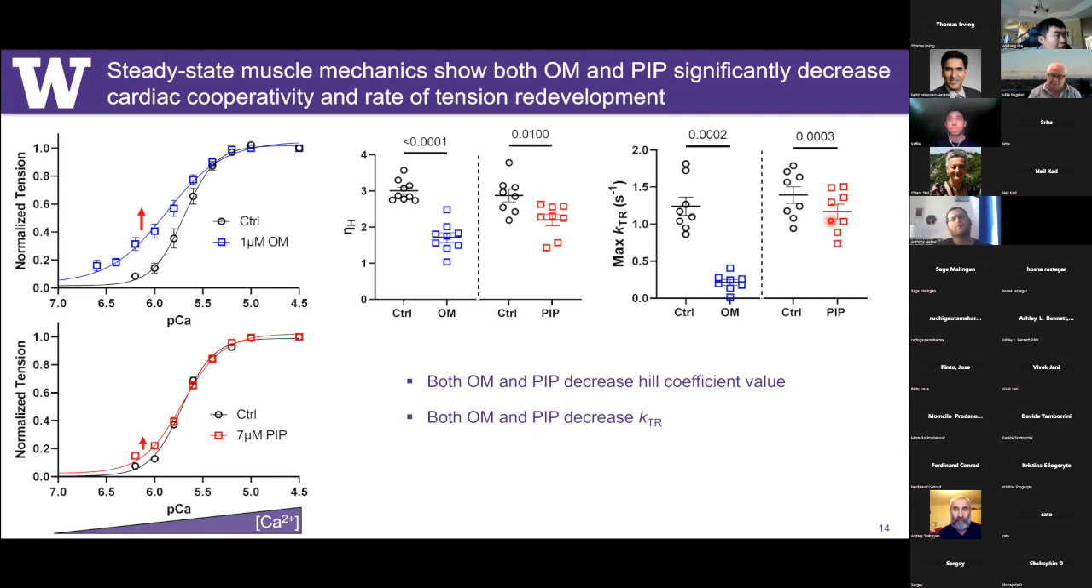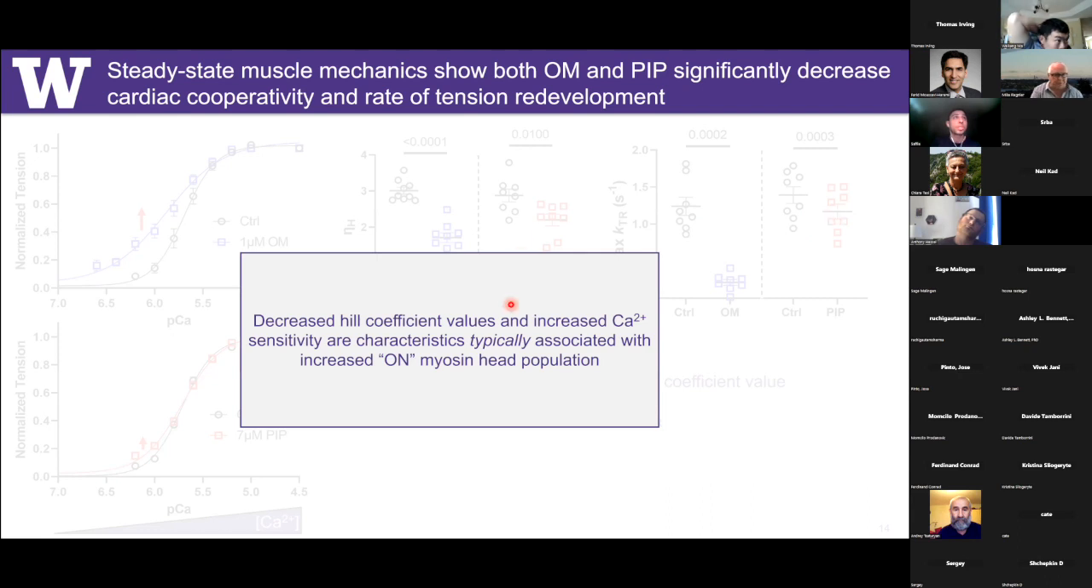And so with the observed functional changes caused by OM and heparin, it is important to remember that decreased Hill coefficient values and increased calcium sensitivities are characteristics typically associated with increased on myosin head populations. What our data suggests thus is that our steady state measurements are almost validating our structural diffraction observations.